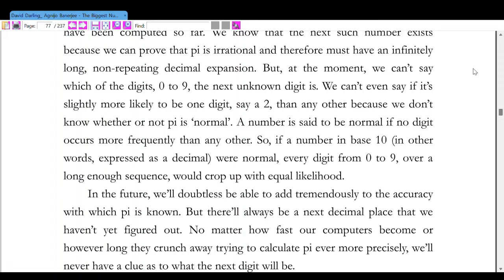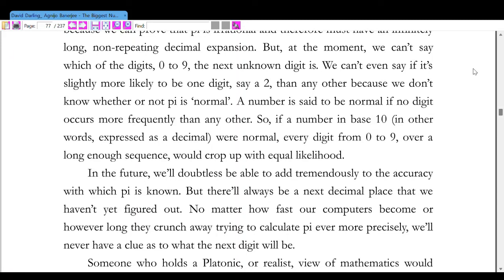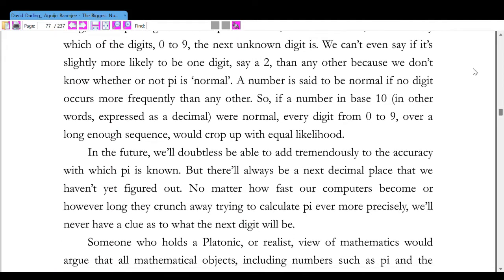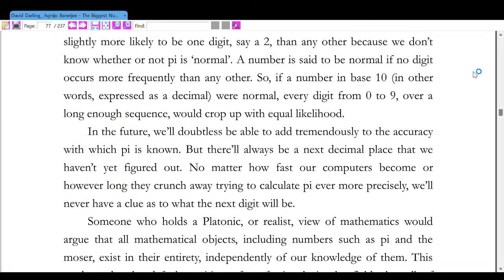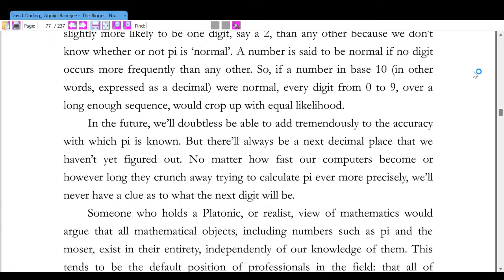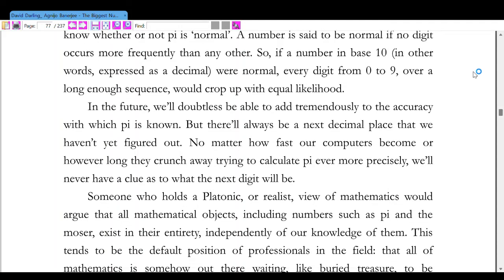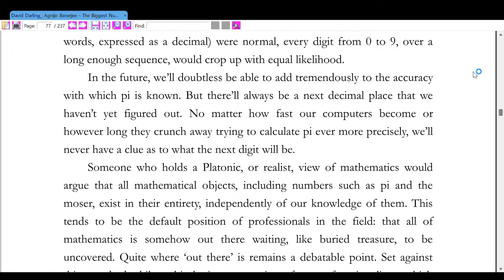We can't even say if it's slightly more likely to be one digit, say a 2, than any other because we don't know whether or not pi is normal. A number is said to be normal if no digit occurs more frequently than any other. So, if a number in base 10, in other words, expressed as a decimal, is normal, every digit from 0 to 9 over a long enough sequence will crop up with equal likelihood.